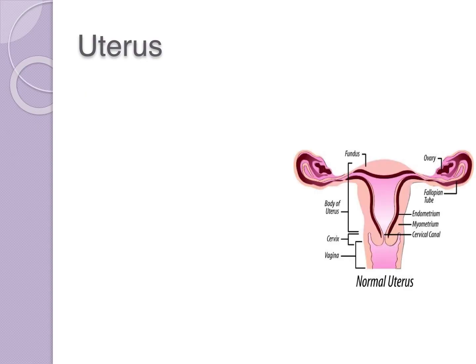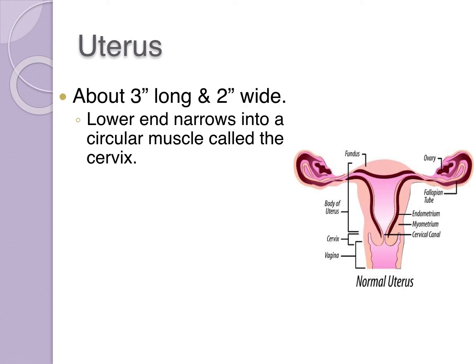The uterus is about 3 inches in length and about 2 inches wide, and the lower end will narrow into the nice circular muscle, which is known as the cervix. The cervix is responsible for a majority of the pain in childbirth, and we'll see that in a couple of days, because this has to open up to allow the offspring out of the uterus and then through the vagina. The cervix, therefore, opens up into the vagina.